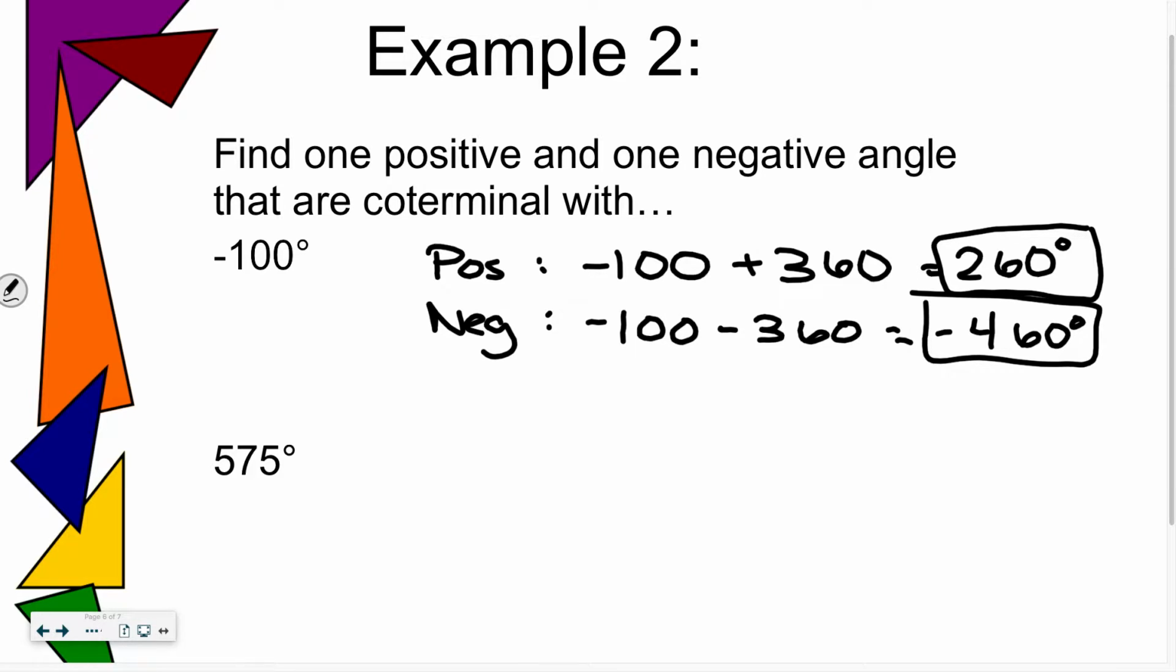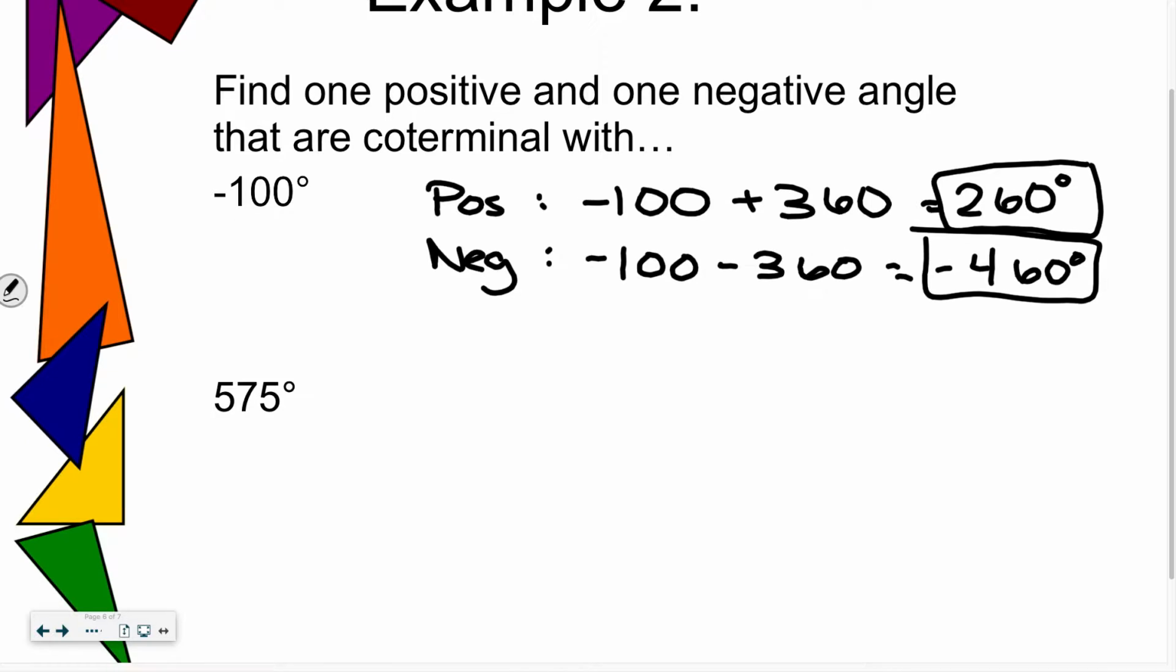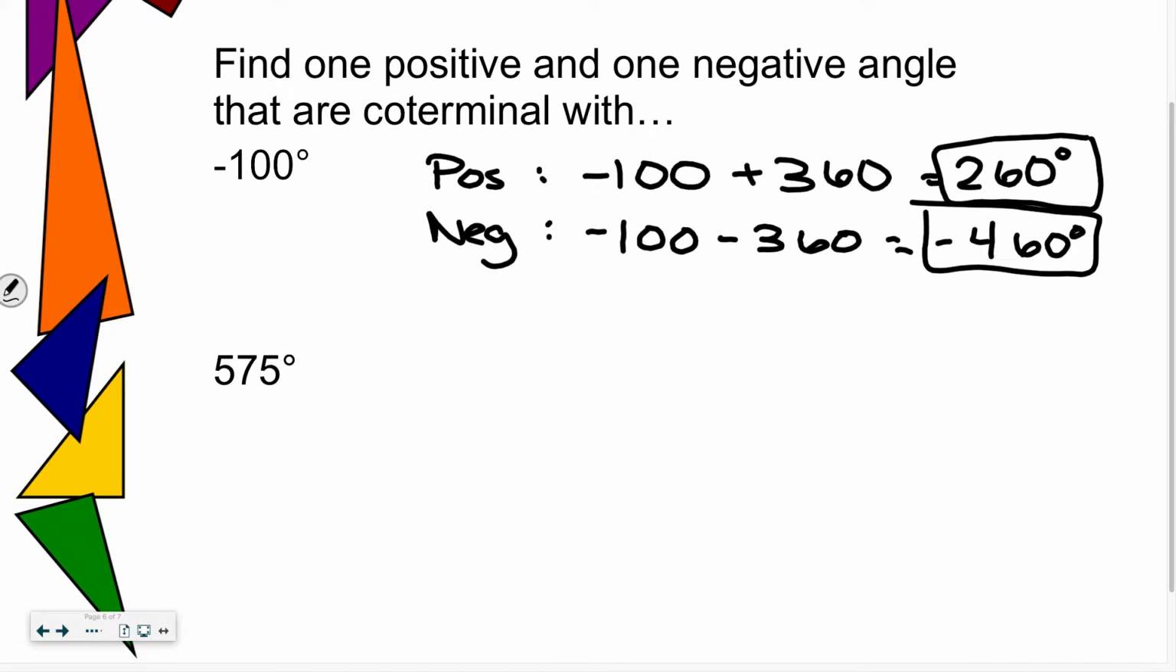So I got one positive and one negative. No, unless the directions say sketch. Mine don't. It feels like negative 2,000. And then you couldn't add 360 to get a positive. Oh, okay. So what if that's going to be like my 575 right here.